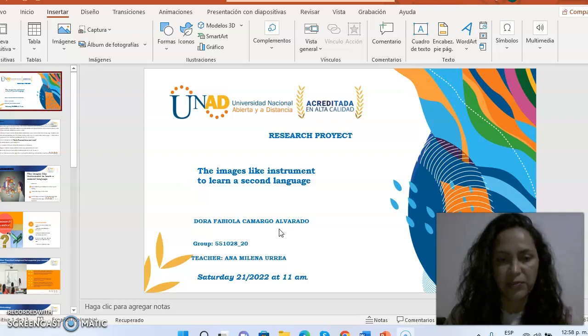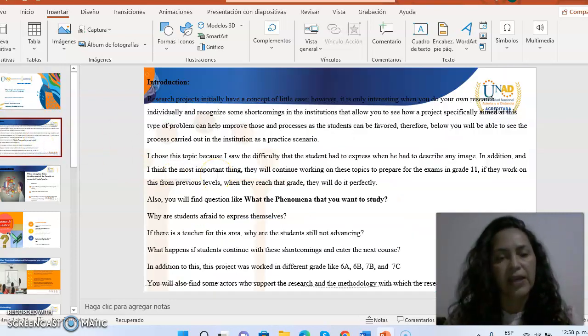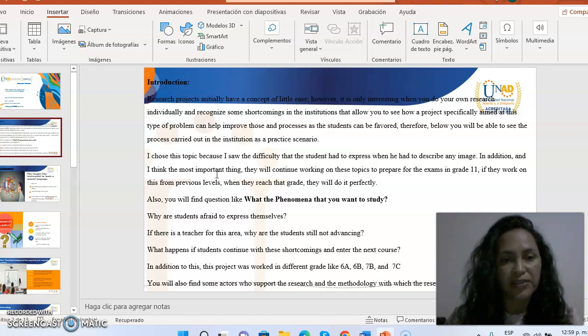The topic for this project was the image as an instrument to learn a second language. Here in this slide, you can get a little knowledge about the introduction to this project. The research project initially seems a little easy. However, it is only interesting when you do your own individual research and recognize some storming in the institution that allows you to see how a project specifically aims at this kind of problem.